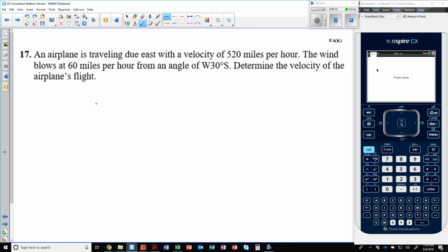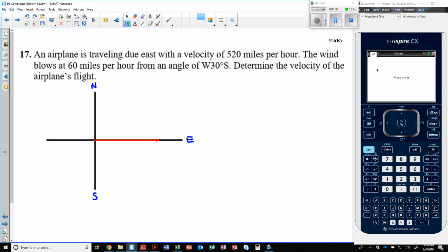So to help us out, I'm going to first do a little drawing here. The plane's traveling due east, so I'm going to make sure I have a longer axis going that way. And again, north would, on a two-dimensional, be up. East is to the right. This is south. Here is west. So the plane travels 520 miles going east.